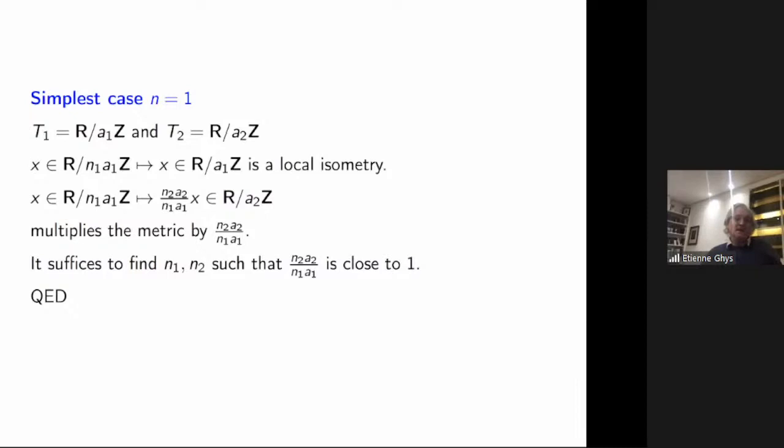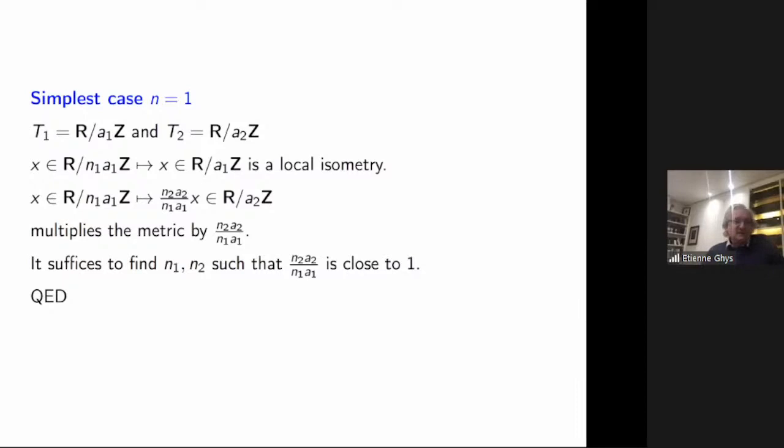So the first circle is R modulo lattice A1 Z, and the second circle is R modulo a second lattice A2 Z, and you look for a common covering, which is almost an isometry. And the trick is very simple. You choose an integer N1, and you look at the map x from the torus R modulo N1 A1 Z to the same x in R modulo A1 Z. Of course, it's a local isometry, just unrolling the circle N1 times. And then you look at the map x from R modulo N1 A1 Z to R modulo A2 Z, where you put a coefficient in front of x, which is N2 A2 divided by N1 A1. This is a linear map in one dimension.